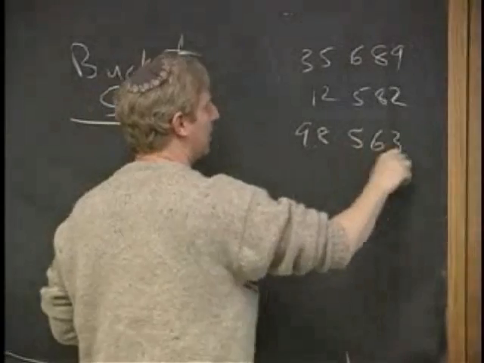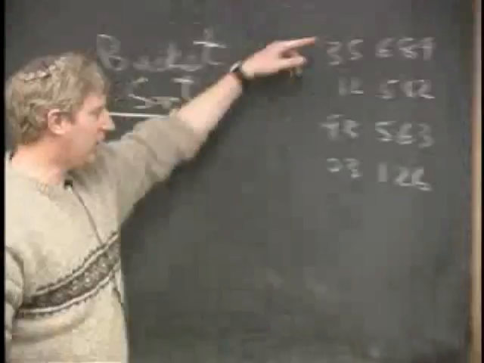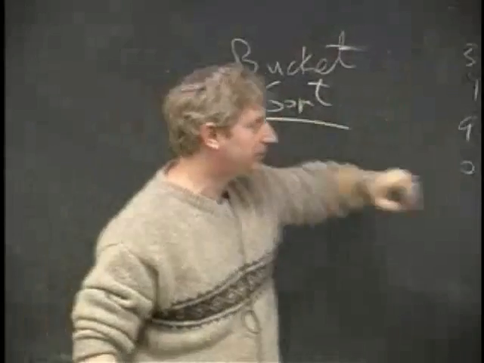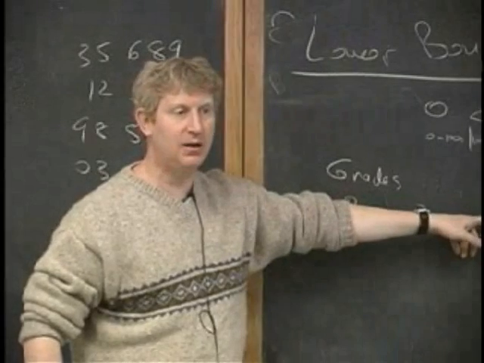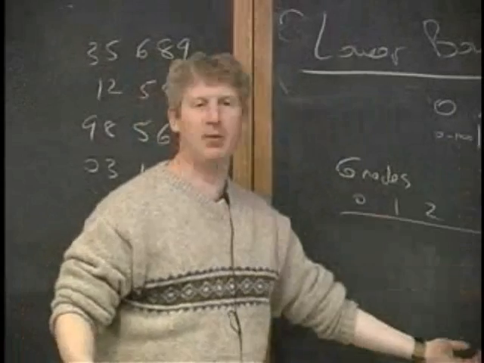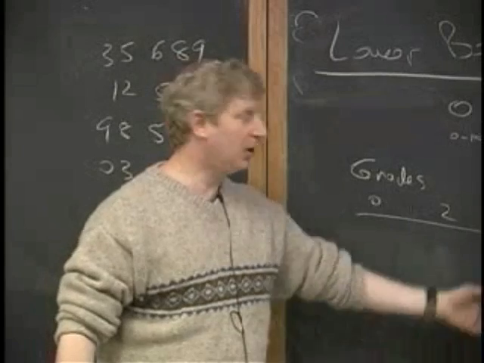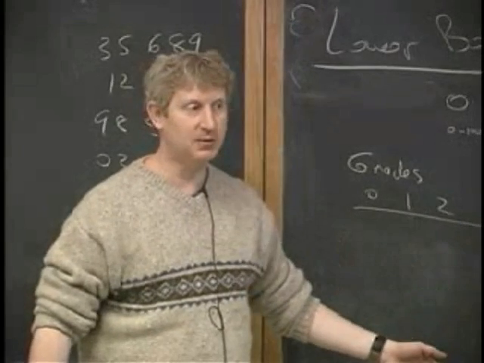98,563, 3,126. I look at 35,689. What do I do? I go to slot 35 and I increment it by one. When I'm all done, say I have 5 numbers that are between 35,000 and 36,000. What am I going to do at the end? I'm going to print out 35 that many times.